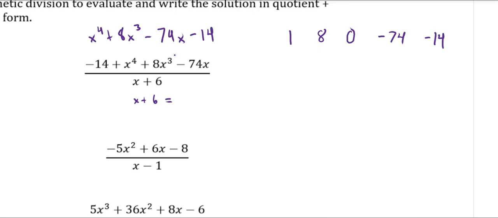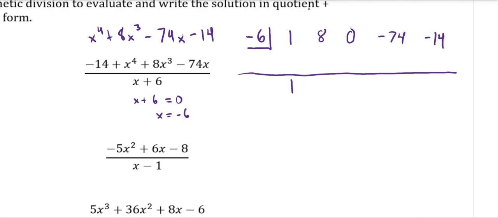The next thing we want to do is figure out the root of this denominator. This will be equal to 0 when x is equal to minus 6. We take that number and we put it into this box right here. Now we drop this 1 down and begin the algorithm. Minus 6 times 1 is minus 6, and taking their sum we get 2. Minus 6 times 2 is minus 12, and taking their sum is minus 12. Minus 6 times minus 12 is positive 72, and taking their sum we get minus 2. Minus 2 times minus 6 is 12, and taking their sum we get positive 2.